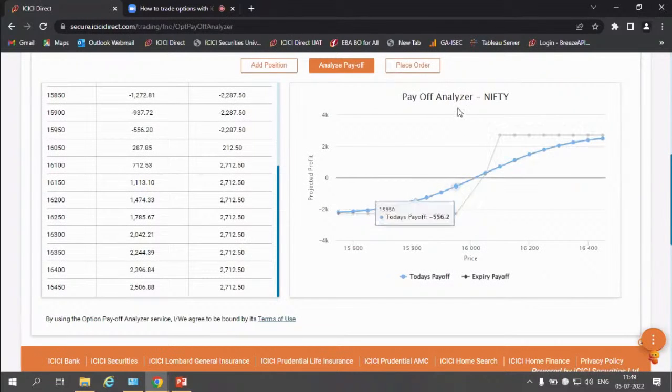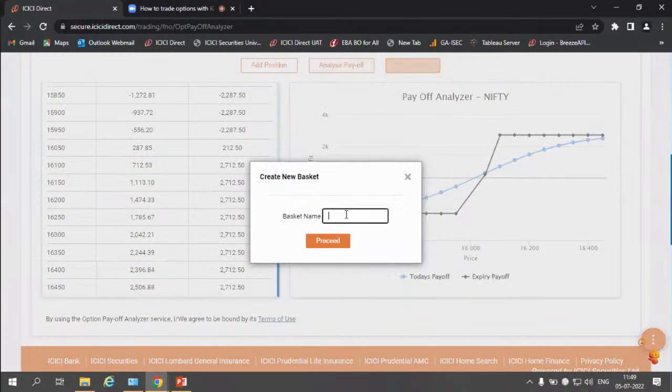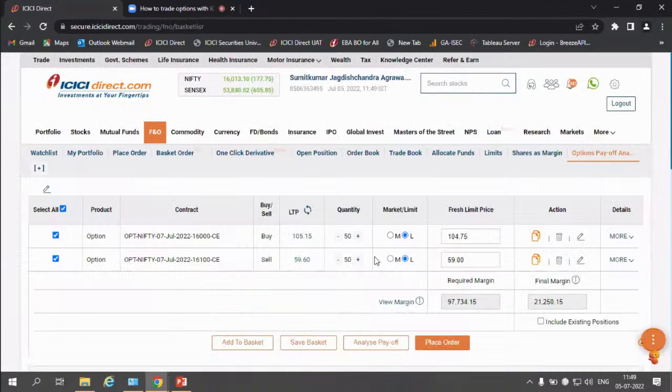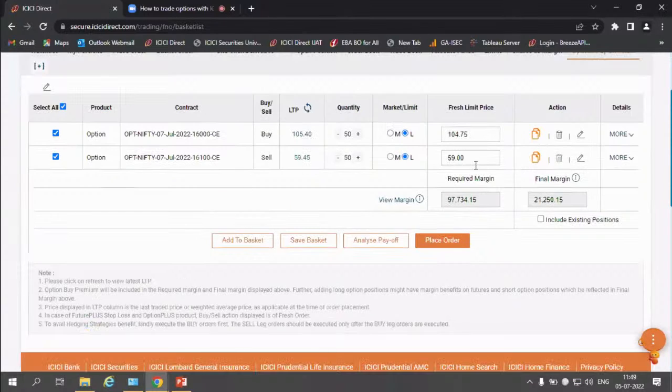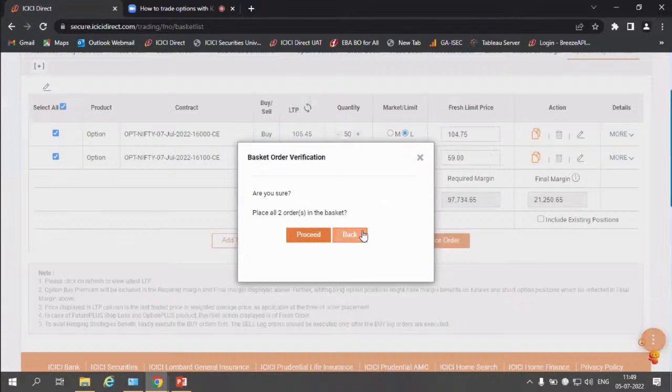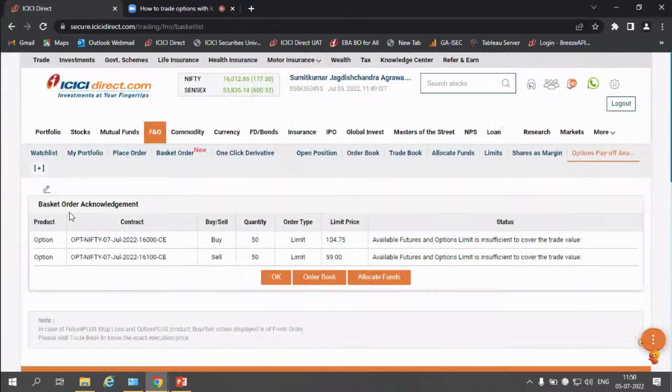Once I'm satisfied with this, all I can do is simply go and place the order by naming the bull call spread. See, it will bring me to the basket order. All I have to see is the margin. The margin is 97,000. This is what I will need in my account. Once the order gets executed, this is what will be blocked from your account. So all I need to do is go and place order and proceed, and then the orders will go through basically.